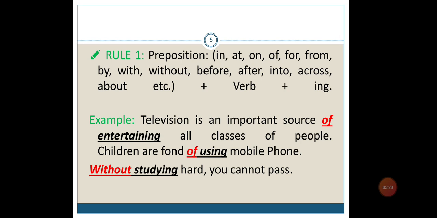Television is an important source of entertaining all classes of people. Children are fond of using mobile phone. Without studying hard, you cannot pass. Here you see the prepositions of and without are followed by ing with the base form of the verb.